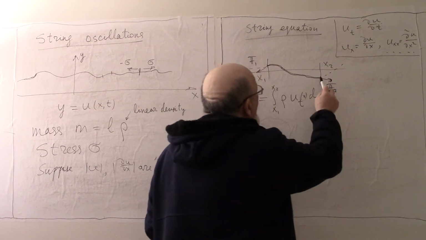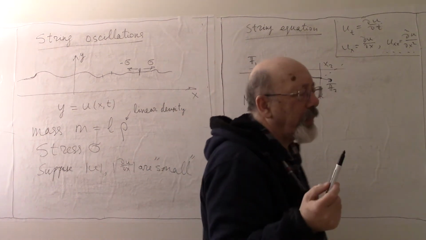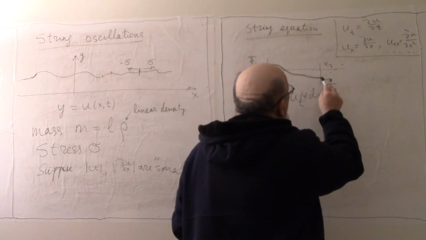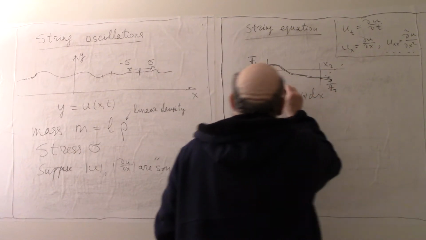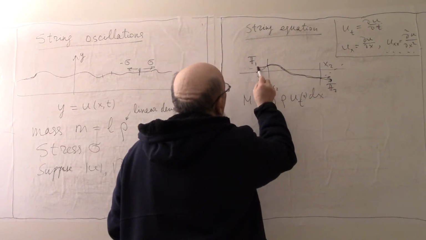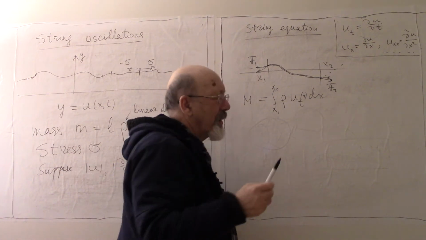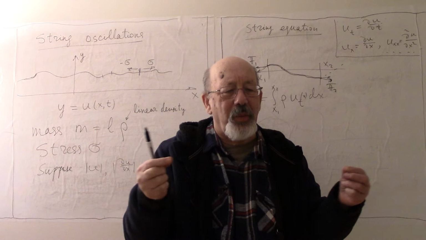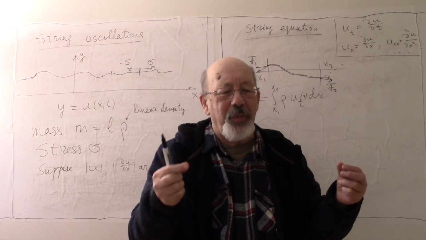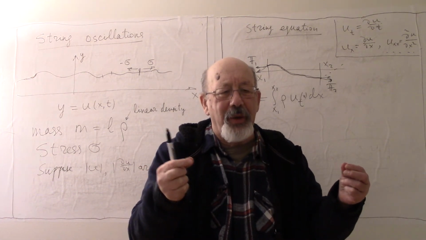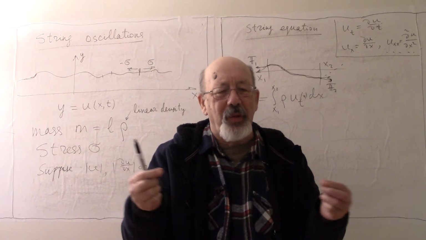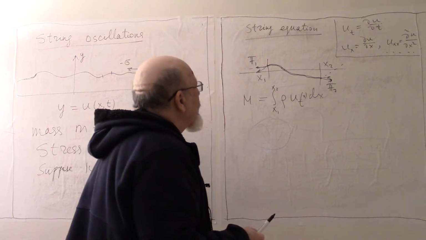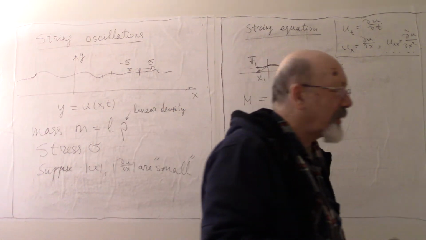Now, each force has two components, a horizontal component and a vertical component. The horizontal components here and here are approximately the same, and anyway, if they are not the same, it results in small motions of pieces of the string in the direction of the x axis, which is not interesting for us, so we neglect them.